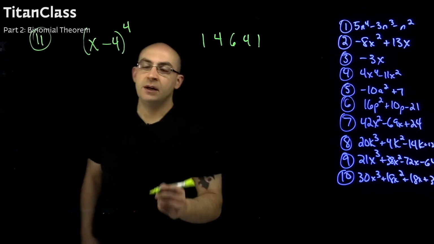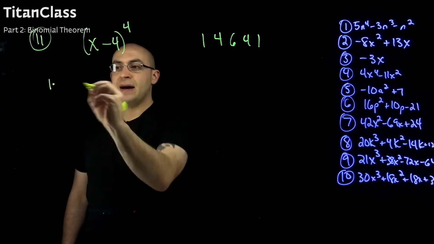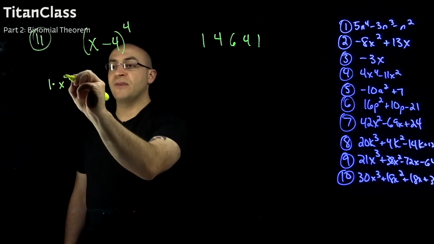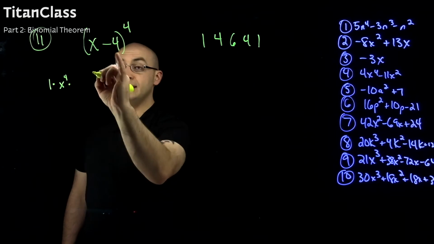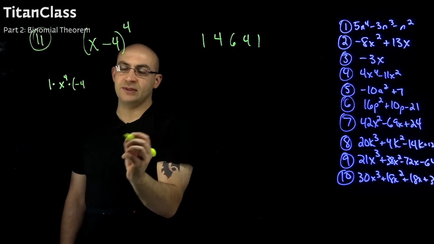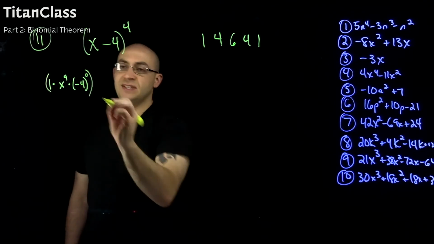So let's go ahead and do this one. We start with the 1, and we multiply that by the first value in the parentheses, which is x. We always raise that first thing to the highest power, which is 4. Then we multiply the second term in there, and because it's a negative, I want to put it in parentheses. And we raise that to the 0 power. That's our first set, right?